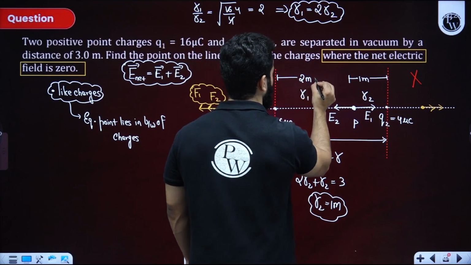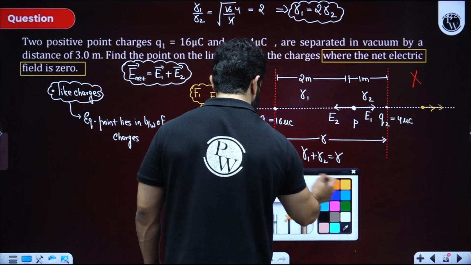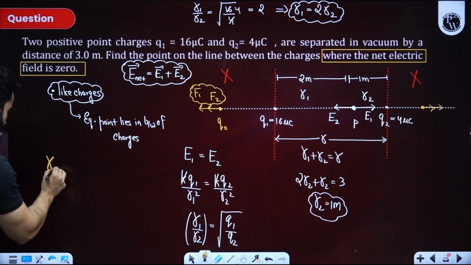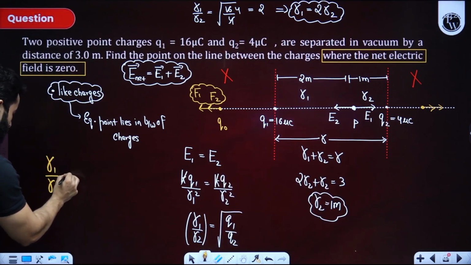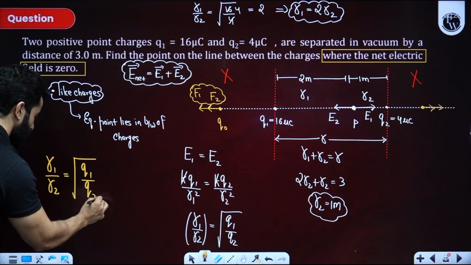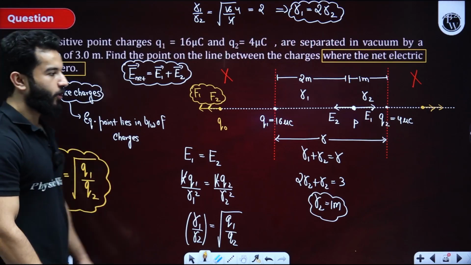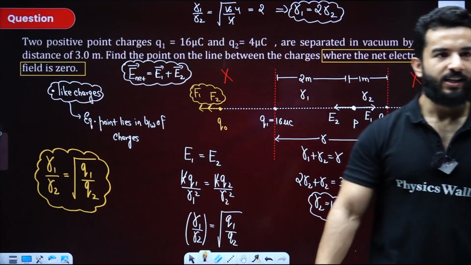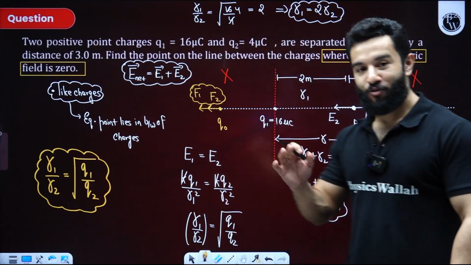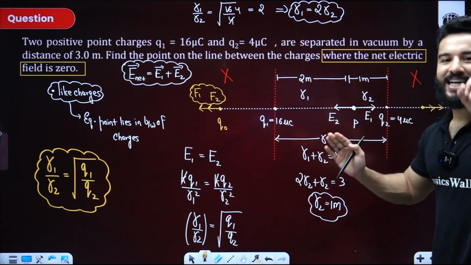What is the short trick, sir, by the way? The short trick, my dear friends, is that R1 upon R2 is equal to under root of Q1 upon Q2, for force or for electric field. Another thing, this was for like charges. What will happen with unlike charges, sir? For unlike charges, it will be either on this side or on this side depending on the magnitude.